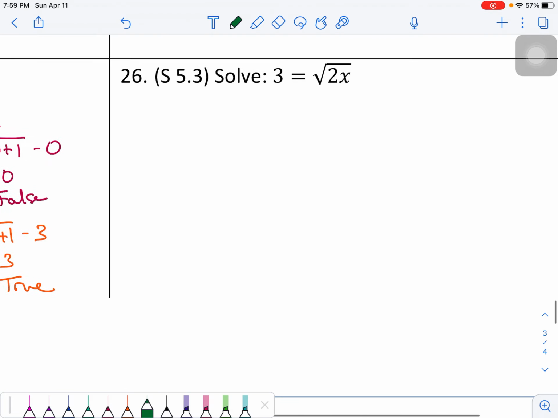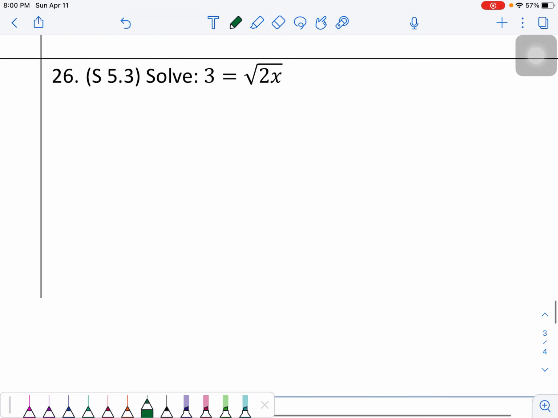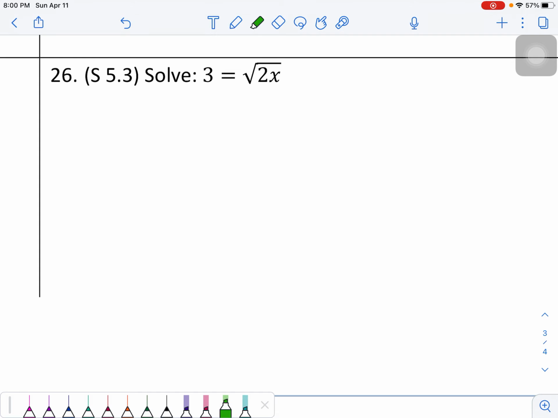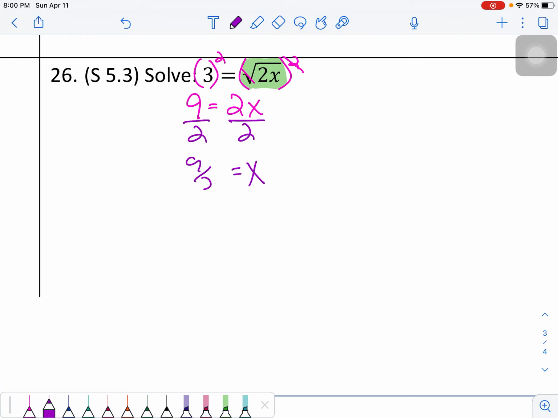All right, last problem on this page, problem number 26. So we're going to find the root. The root is already isolated here. So we're going to get rid of the square root by squaring both sides. So 9 is equal to 2x. I'm going to divide both sides by 2. So x is equal to 9 over 2 is the answer that I would write because I'm okay with fractions. If you actually throw it in your calculator, you get 4.5.